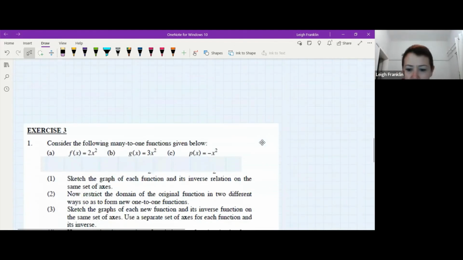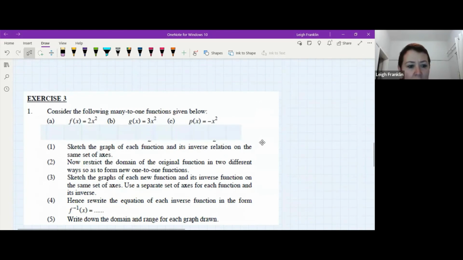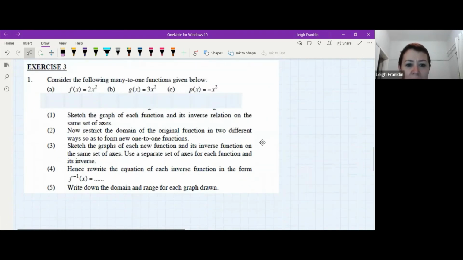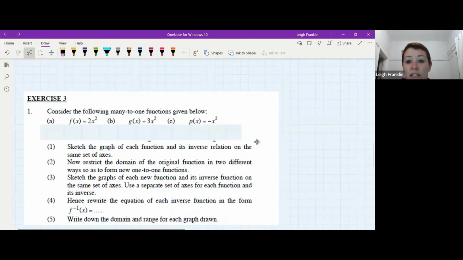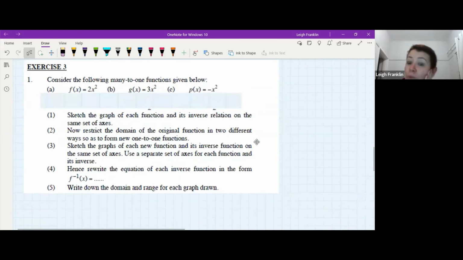Now, unfortunately, we have run out of time, but I will start here with you guys next time. I'll just do one with you. We'll sketch it, we'll restrict the domain, write down the inverse, etc., and then we'll start talking about domain and range. So hopefully next time we'll have an opportunity to get started on the inverse of the exponential function.